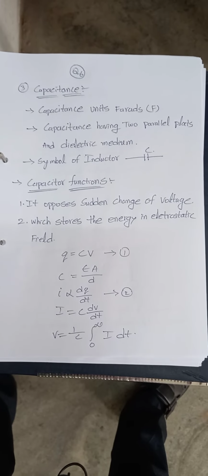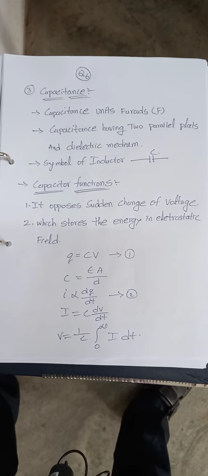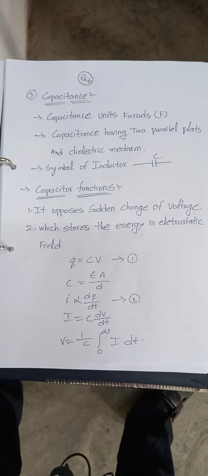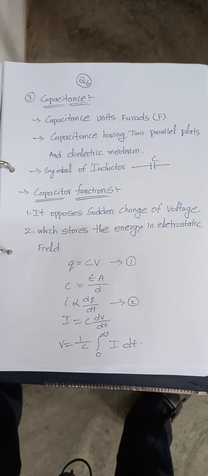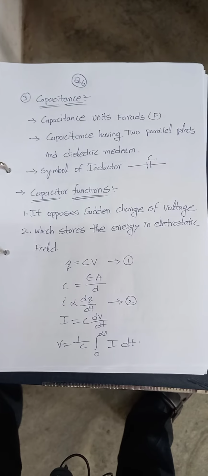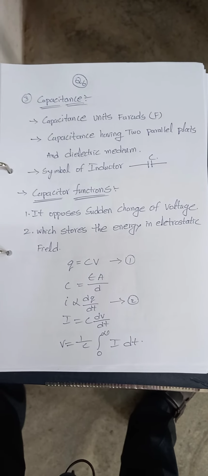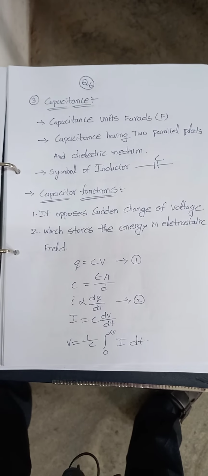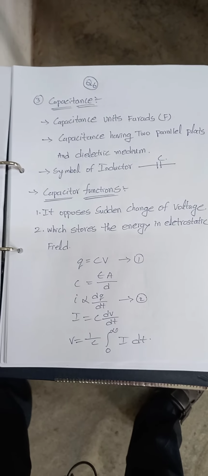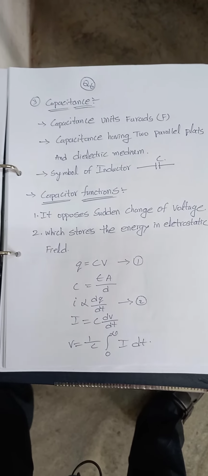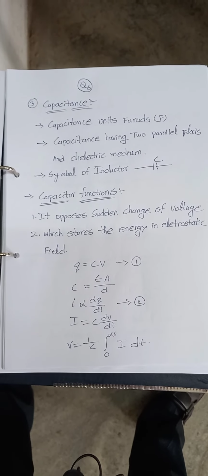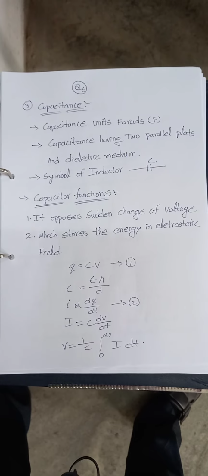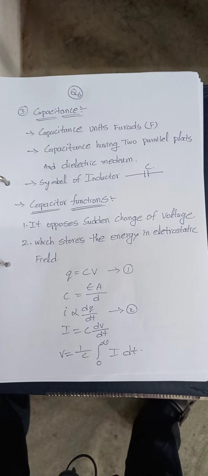Q is equal to CV. Here Q is the charge, so that depends upon the capacitor's capacity and potential. And C we can write as epsilon A by D. It depends upon the cross sectional area and permittivity of the capacitor. D means the distance between the two parallel plates, and I is directly proportional to dq by dt. So from that we can get both voltage and current values. I is equal to C into dV by dt, and V is equal to 1 by C integration 0 to infinity of I dt.